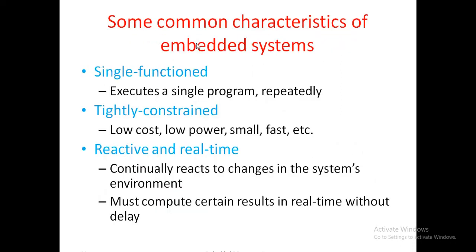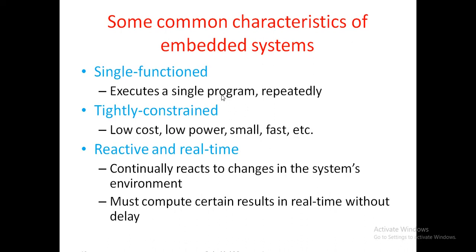Rather than knowing the technical details about the microprocessor, microcontroller, embedded C programming or some other high-level language programming, you must know the common characteristics of embedded systems. There are three common characteristics of embedded systems. The first one is single function. It executes a single program. Already I told you the definition of an embedded system is to perform only one task.